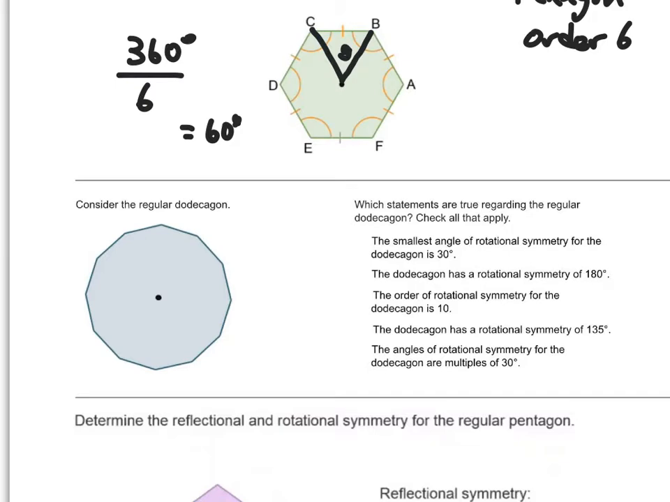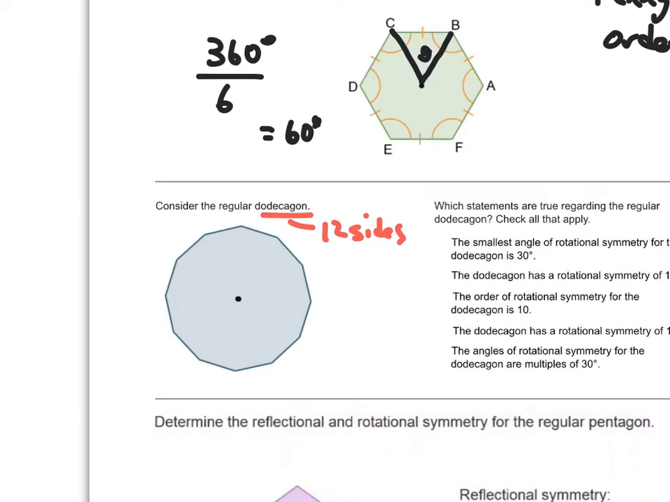Consider the regular dodecagon. Now remember, a dodecagon has 12 sides. Which statements are true regarding the regular dodecagon? The smallest angle of rotational symmetry for the dodecagon is 30 degrees. Let's check: what's 360 divided by 12? That gives us 30 degrees. So this part is true.